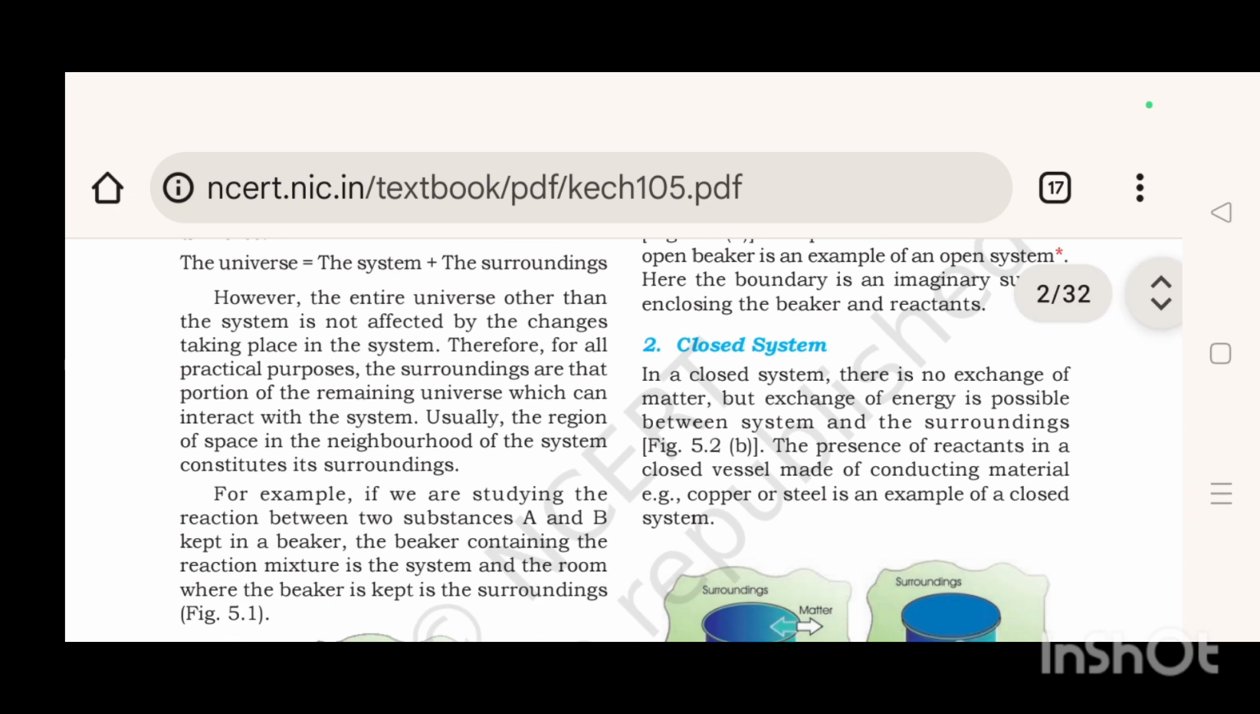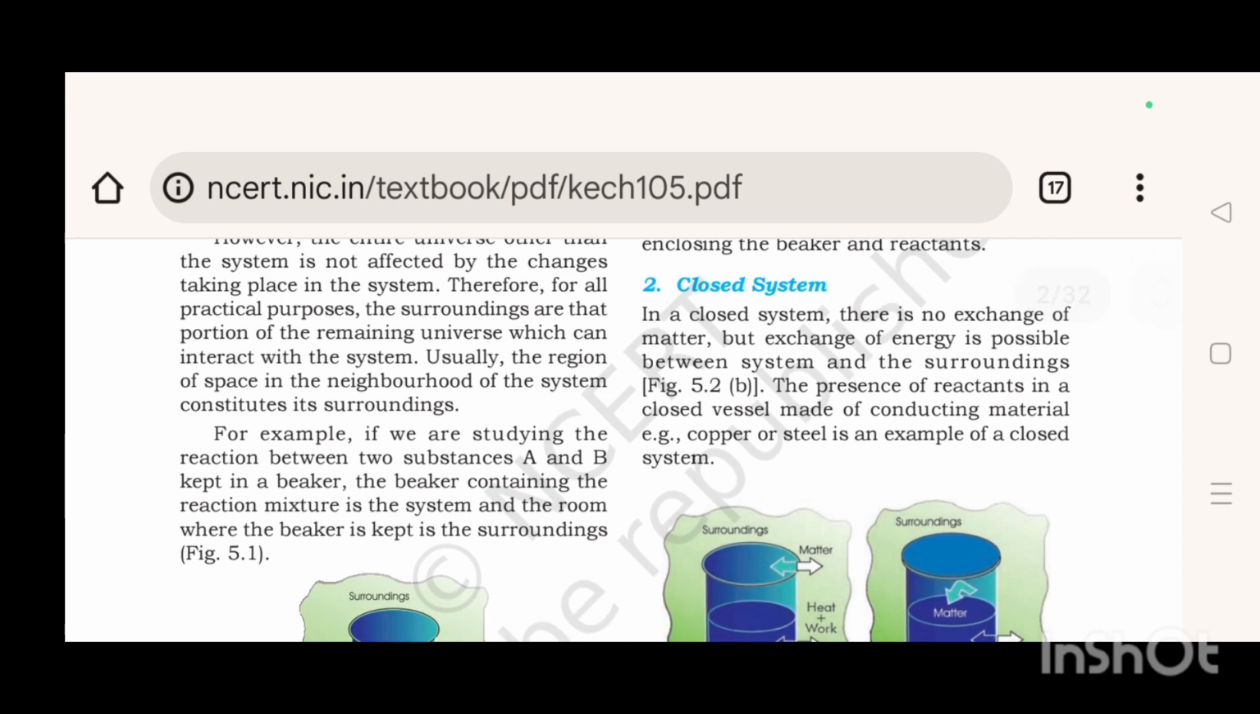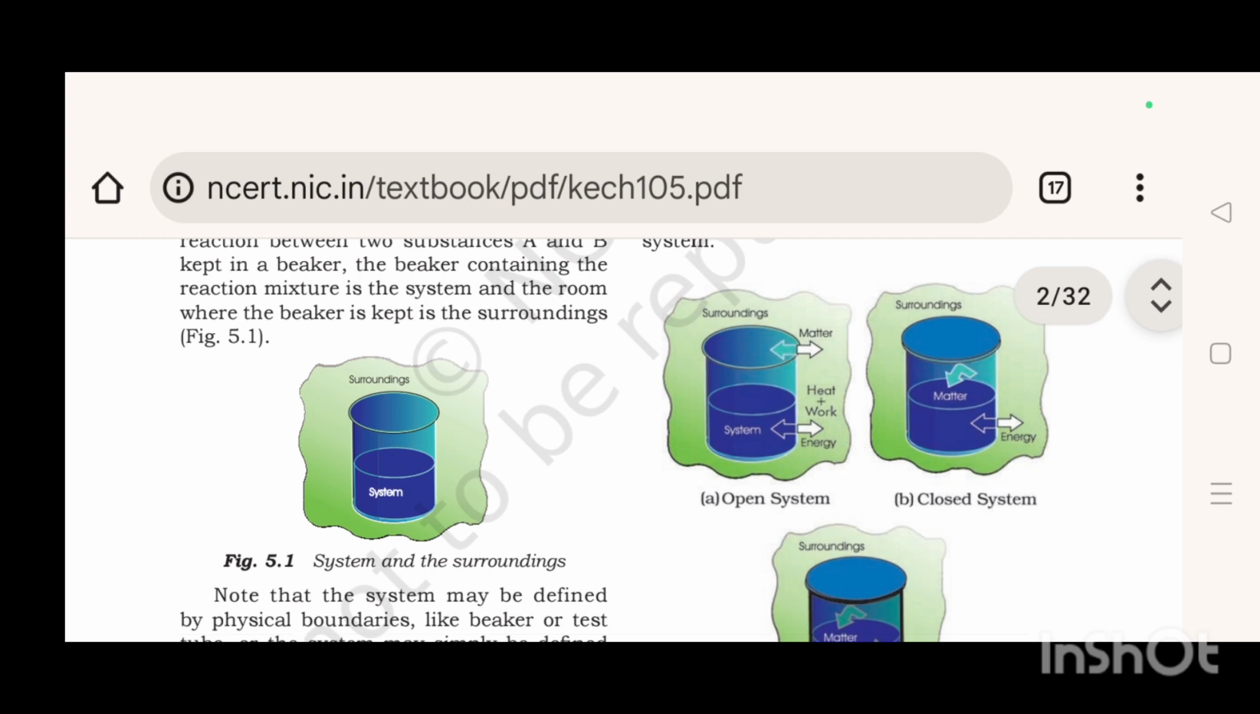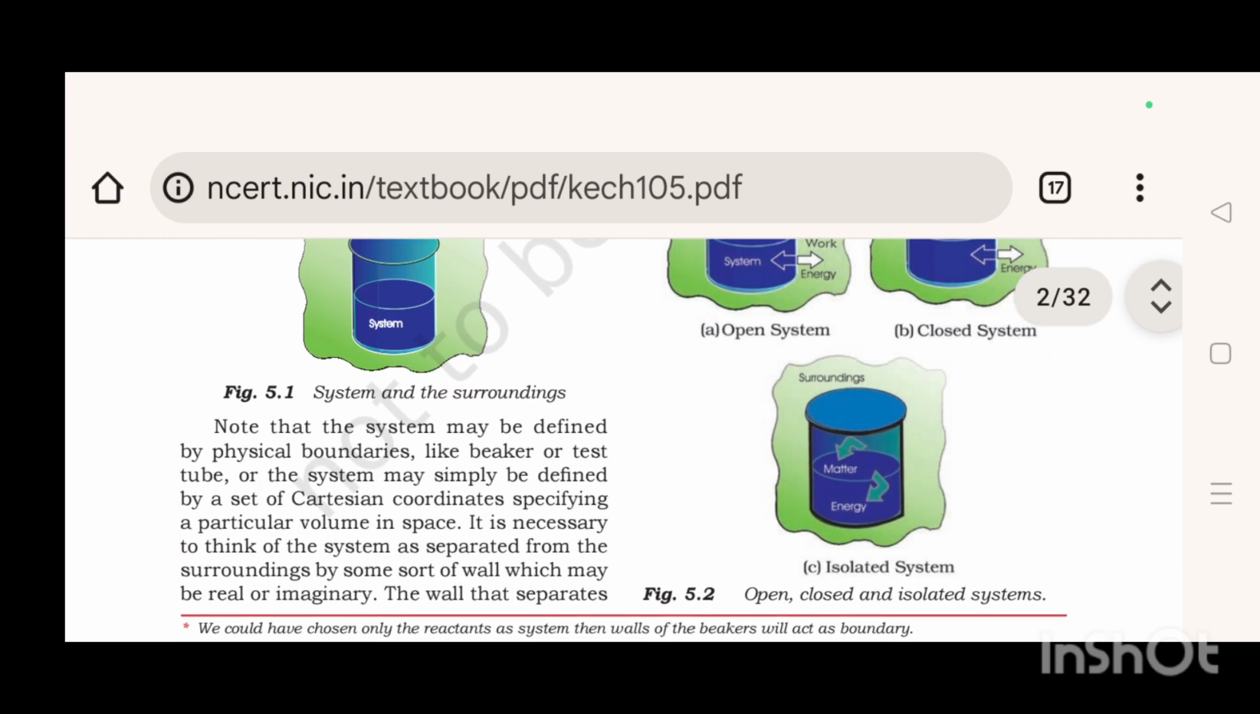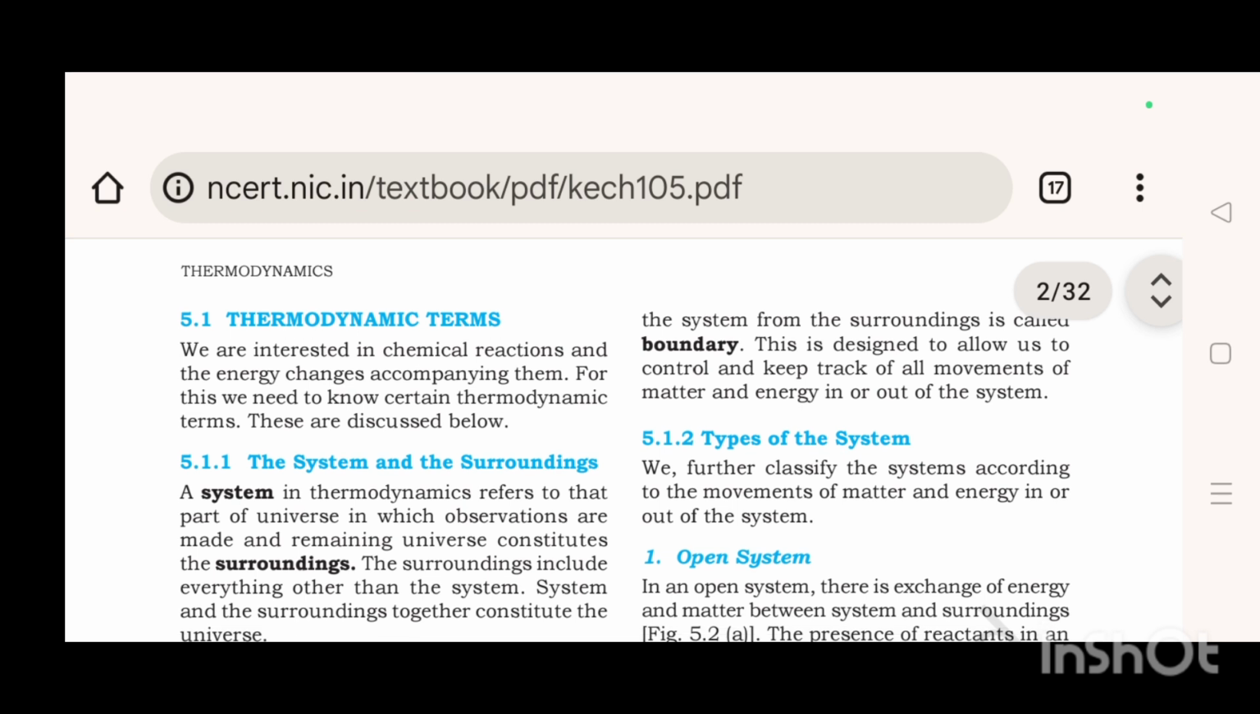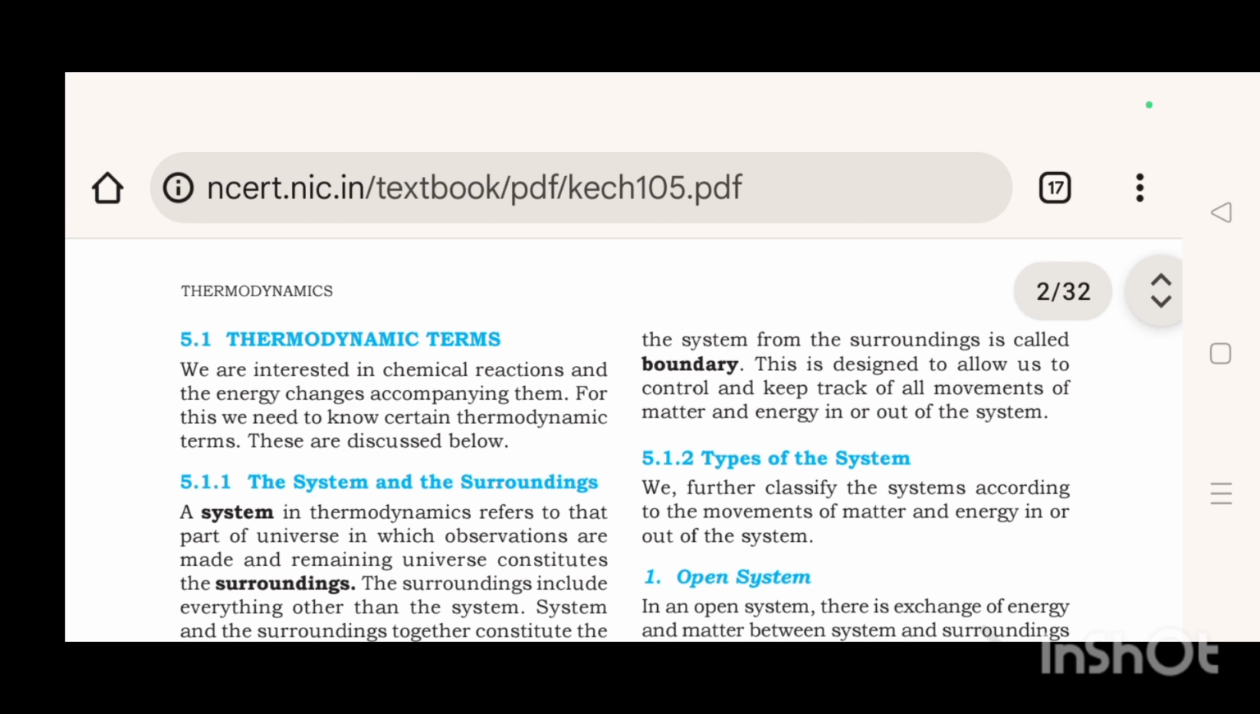For example, if we are studying the reaction between two substances A and B, the beaker containing the reaction mixture is the system and the room where the beaker is kept is the surroundings. Note that the system may be defined by physical boundaries like a beaker or test tube, or the system may simply be defined by a set of Cartesian coordinates specifying a particular volume in space. This is designed to allow us to control and keep track of all movement of matter and energy in or out of the system.